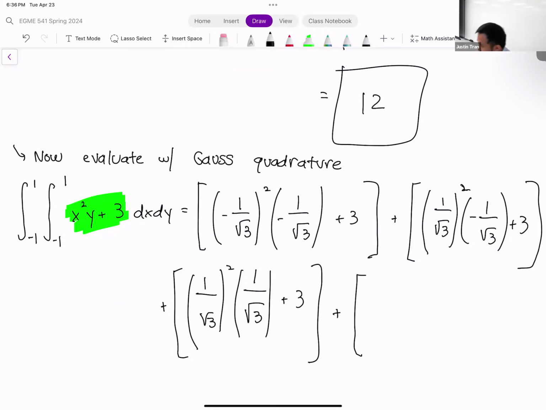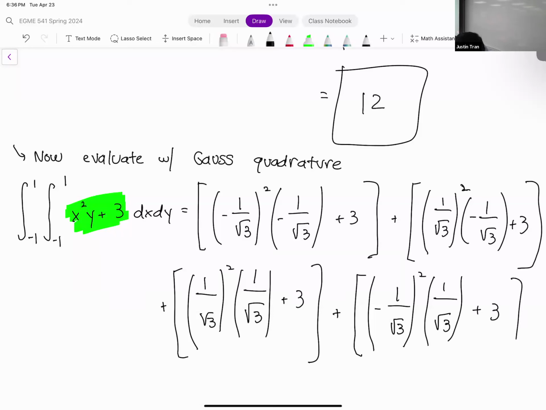And then we have the final Gauss point, where x is equal to minus 1 over root 3 and y is equal to positive 1 over root 3. So we have minus 1 over root 3 squared times 1 over root 3 plus 3. All we have to do here is add this all up together. It looks a little bit scary, but you're going to see a lot of these terms cancel out.